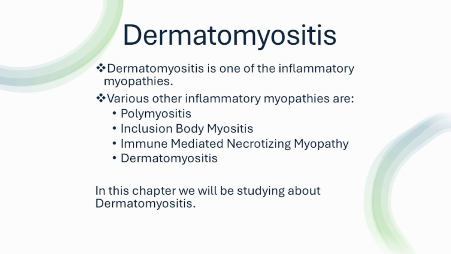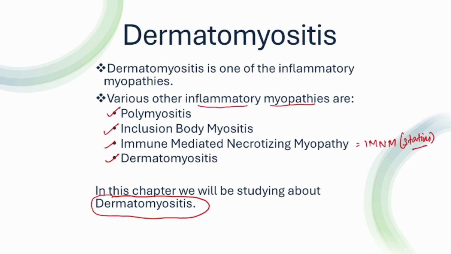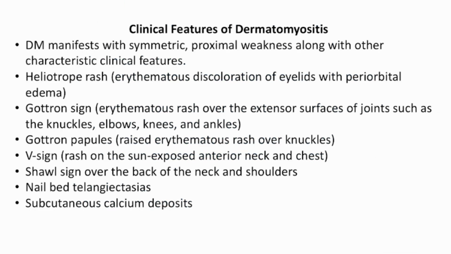See, there are many other inflammatory myopathies, right? Like polymyositis, inclusion body myositis, immune mediated necrotizing myopathy, that is IMNM, that is typically seen with statins, right? And dermatomyositis. Particularly in this video, we will be restricting our discussion to dermatomyositis only. Okay, now moving on to the next slide.